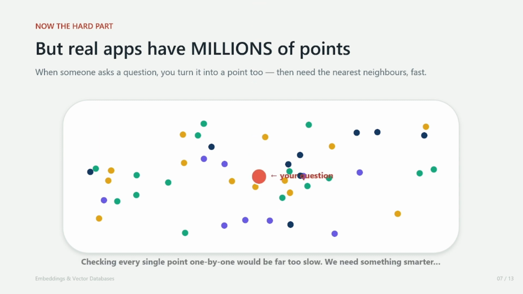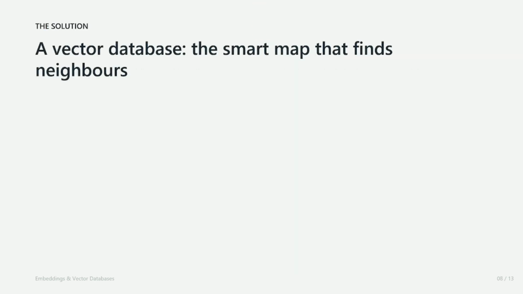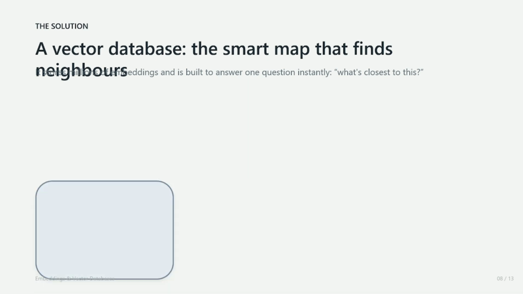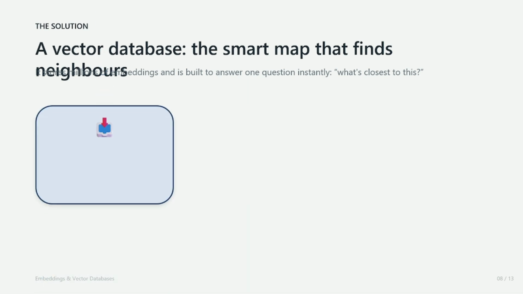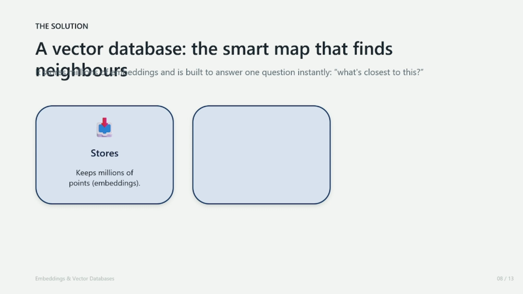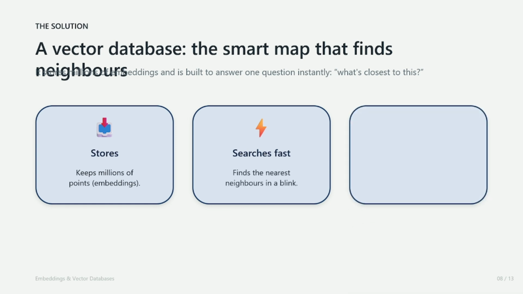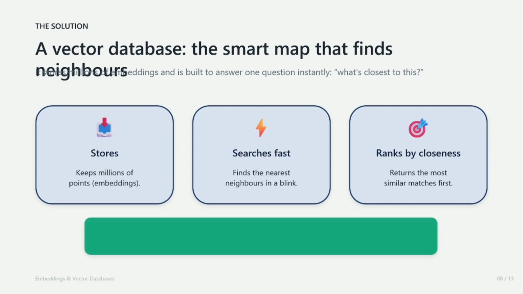Let's meet the vector database now. Think of it as the smart map itself. It stores all those millions of points, and it's specially built to answer one question in the blink of an eye. What is close to this? It keeps the points, it searches them incredibly fast, and it ranks the results by closeness, most similar first. You might hear names like Pinecone, Chroma, FAISS, Milvus. Those are all vector databases. They are from different brands, but they have the same superpower.